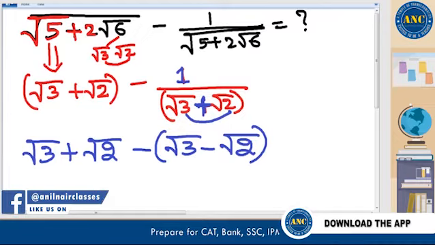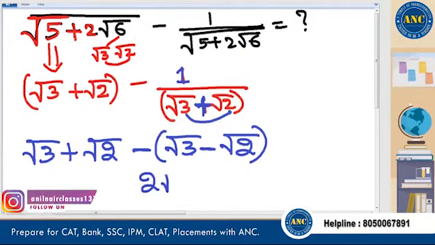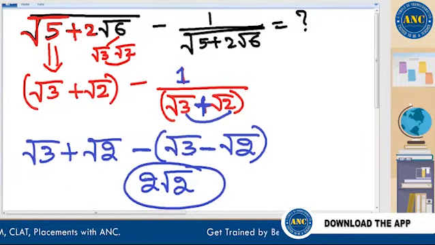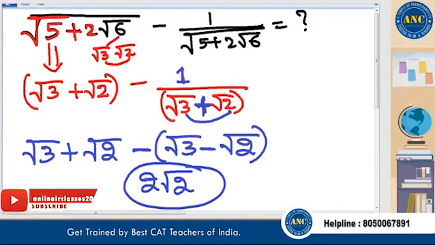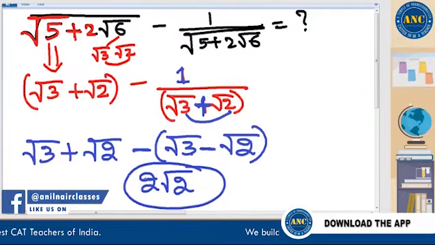So root 3 minus root 3 will cancel. Minus of minus will become plus. 2 root 2 should be the final answer. Very fast you can solve it, sir. My rationalizing concept which I taught before, coupled with this concept, if you can solve it together, it will be very fast solving the question.